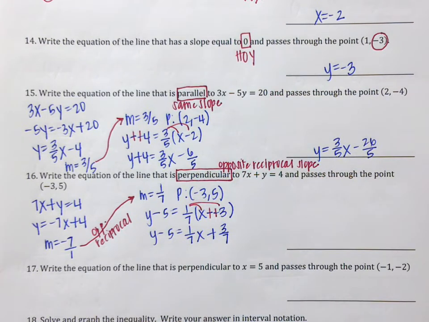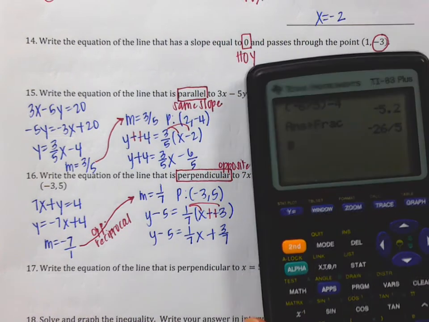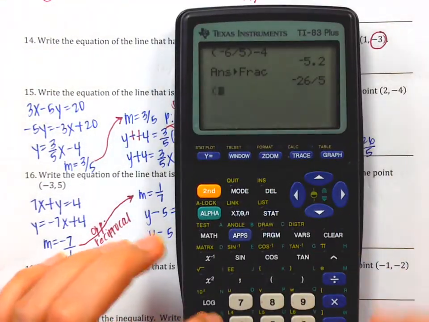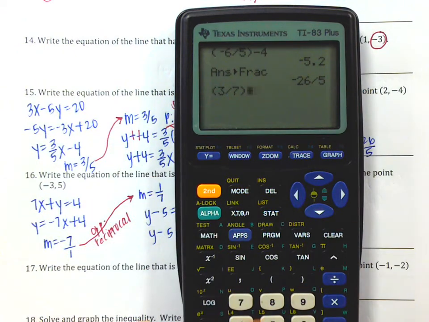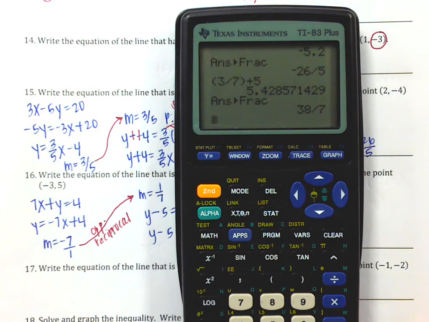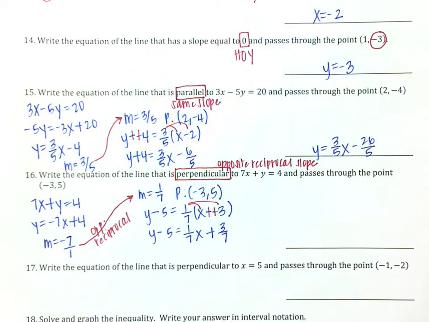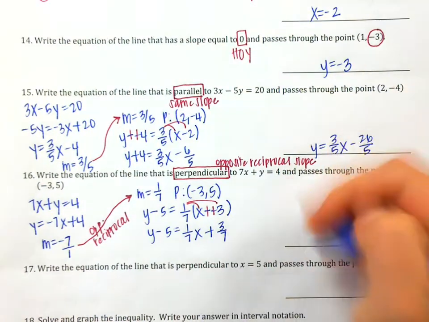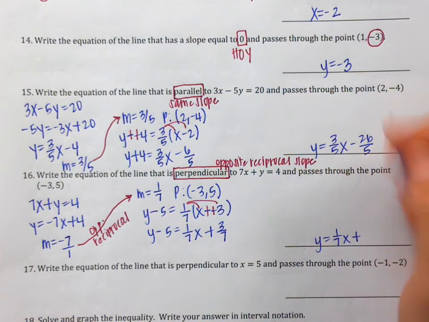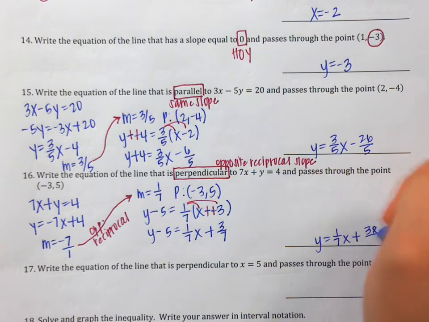And then I need to get y by itself. I'm going to do that in my calculator. So that would be 3/7 plus 5. And then math frac, I want to get it in fraction form, so 38/7. And that's my answer. Y equals 1/7 x plus 38 over 7.